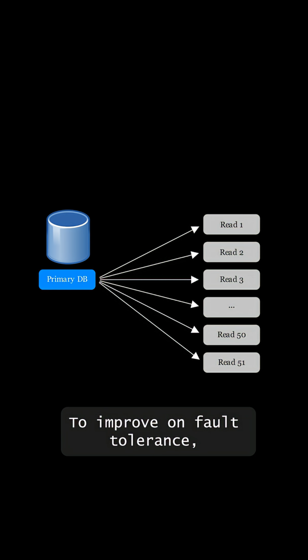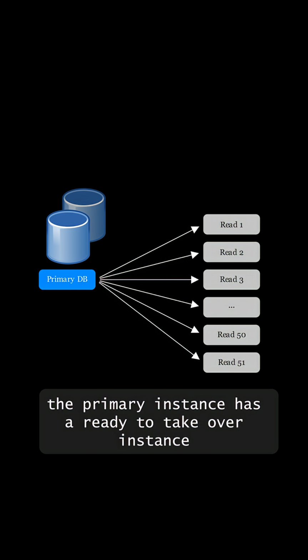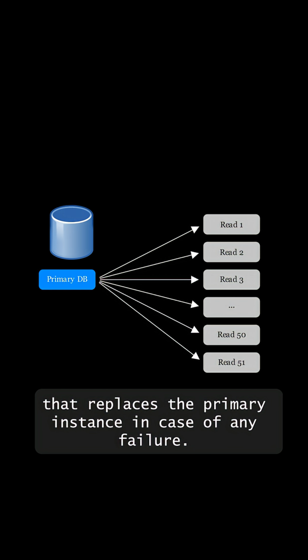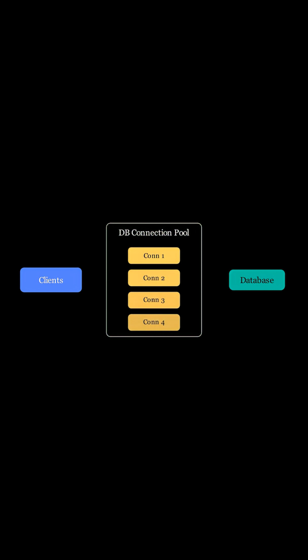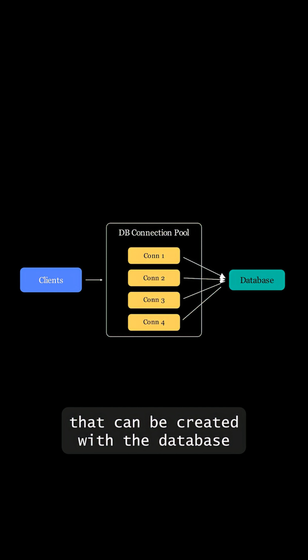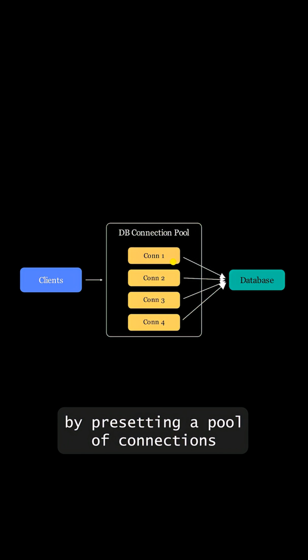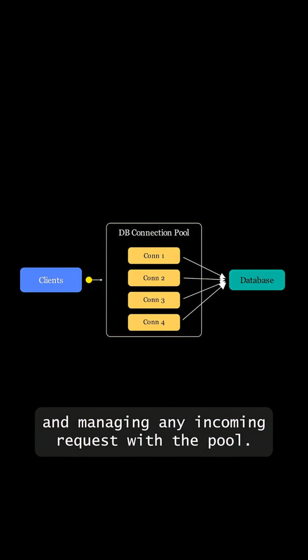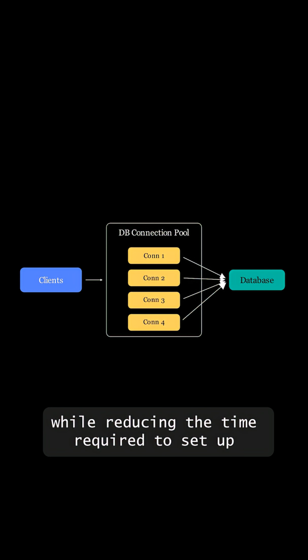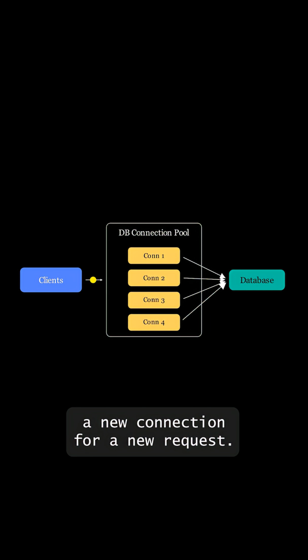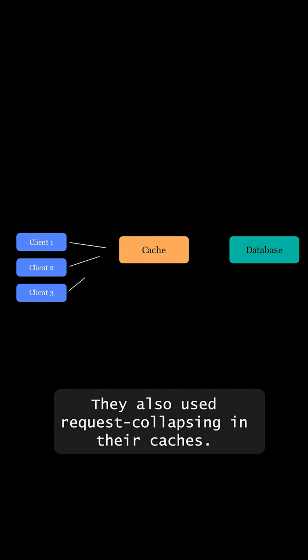To improve on fault tolerance, the primary instance has a ready-to-take-over instance that replaces the primary instance in case of any failure. OpenAI also used connection pooling, which limits the number of connections that can be created with the database by presetting a pool of connections and managing any incoming request with the pool. This allows multiple clients to use the same connection, while reducing the time required to set up a new connection for a new request.